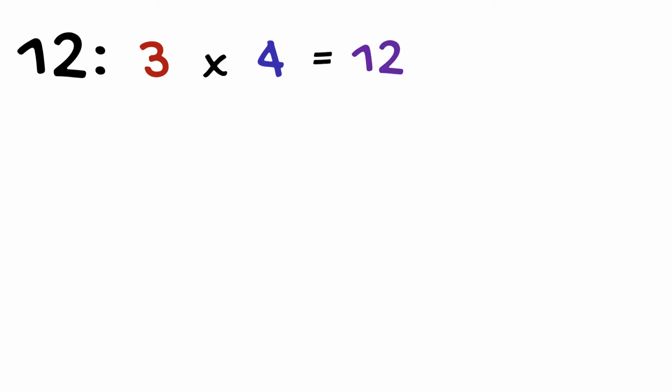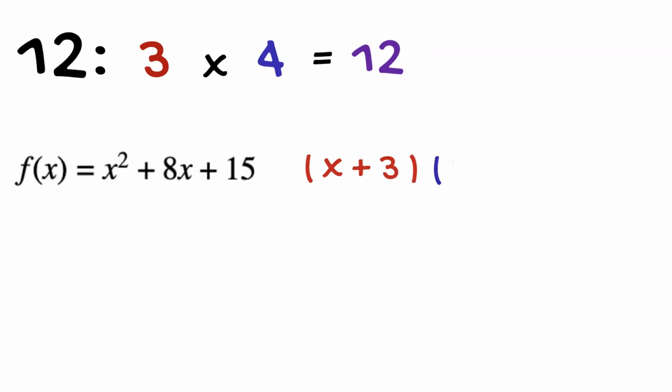If we look at the number 12, two of the factors of 12 are 3 and 4. Why? Because 3 times 4 equals 12. In the same way, we can find two quantities that, when multiplied together, give us the quadratic in standard form. I'll give you an example. If you take the function f of x equals x squared plus 8x plus 15, the factors of this function are the quantity x plus 3 times the quantity x plus 5. Why is this the case? Because when you multiply these two quantities together, you get f of x equals x squared plus 8x plus 15.